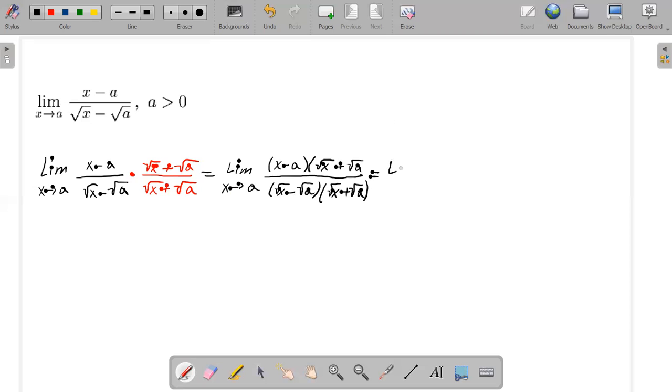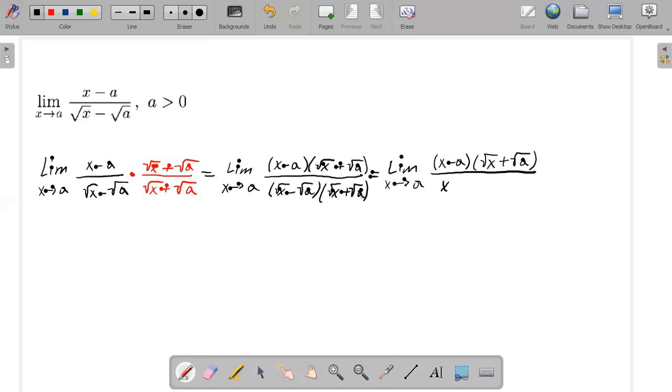So that will be the limit as x approaches a. So here we have parentheses, of course. The numerator will be the quantity x minus a times square root of x plus square root of a. Okay, and the denominator. So we will use the FOIL method here. Multiply first term times first term. That will be square root of x squared. Square and root cancel, and we're left with just x.